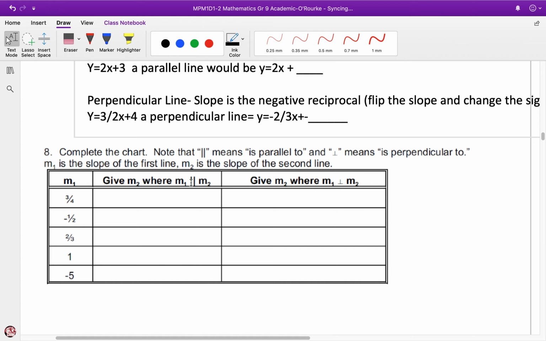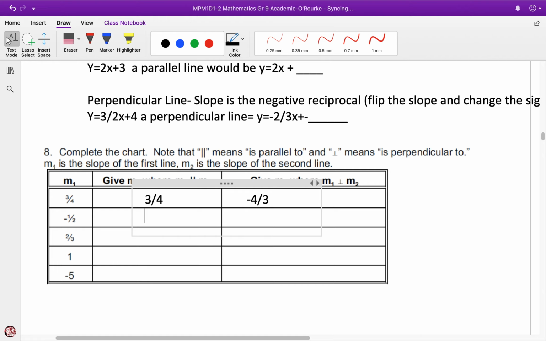So this little sign here means parallel. This little sign means perpendicular. So given that, what's the slope of a perpendicular line? Well, for a parallel line it's going to be the same. And then for a perpendicular line, it's going to flip it to make it negative. So negative 4 over 3.